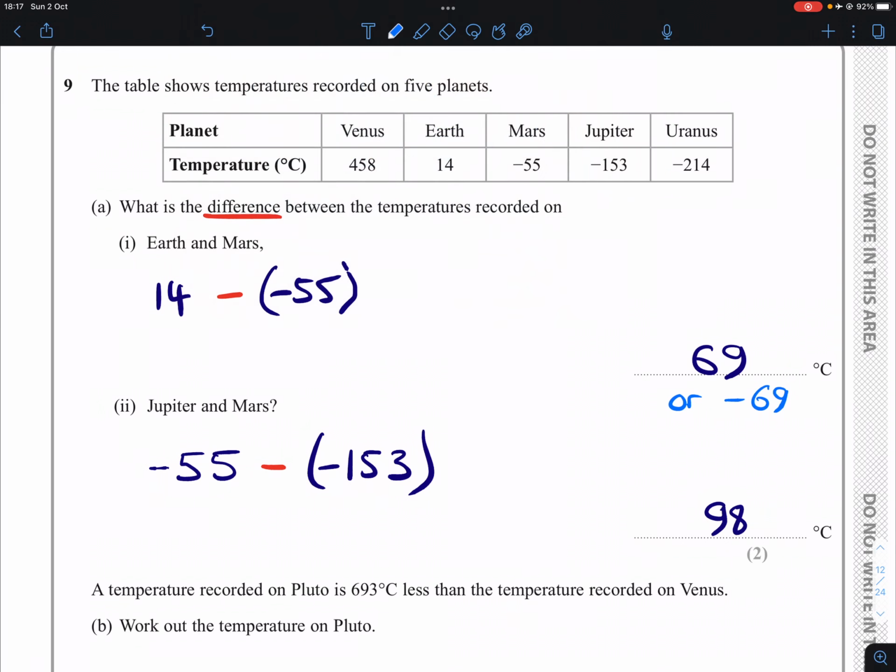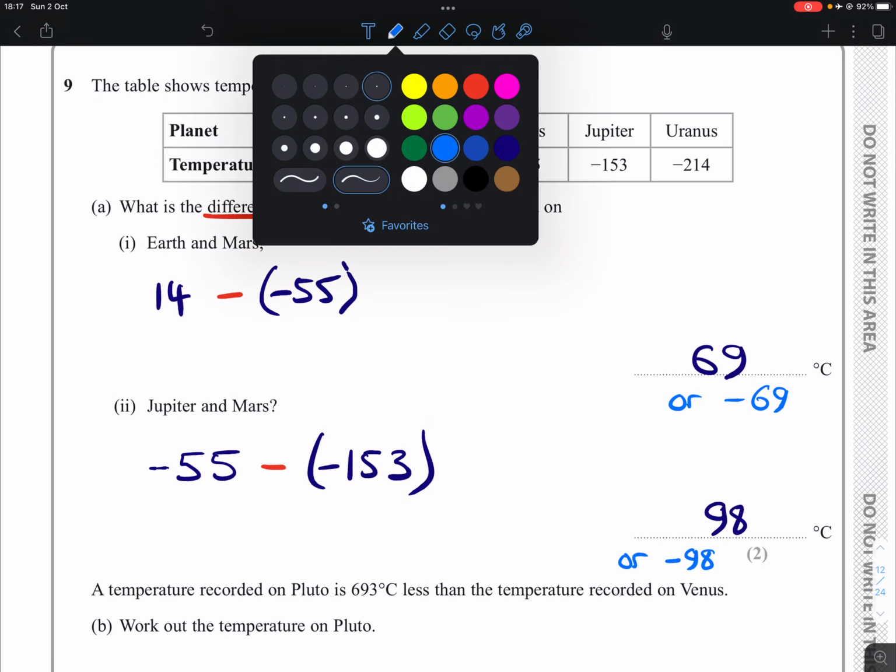However, if you did the takeaway sum the other way around, let's say you did it Jupiter first and Mars second because of the way it was worded, and you got minus 98, you would still get the mark for that.